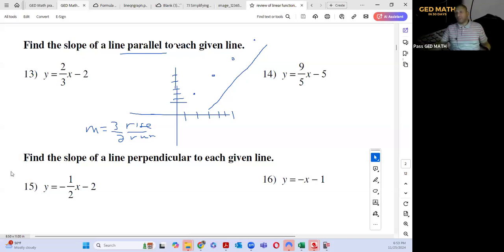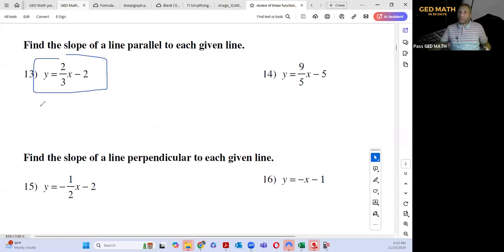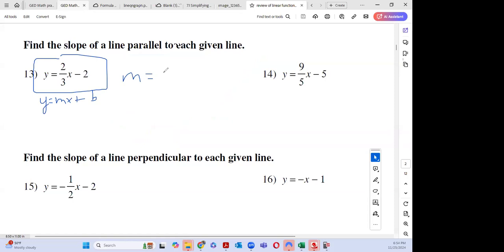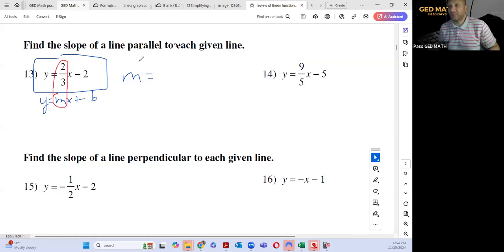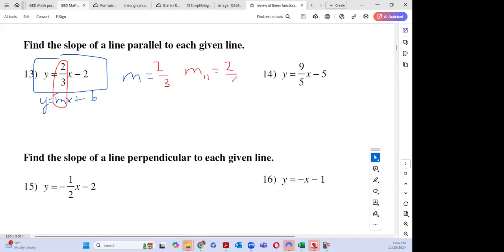So let's look at it again. If I'm giving you this equation, and this is y, and this is in slope-intercept form, and I know whatever is in front of my x is my slope. What's my slope for number 13? 2/3. So any line parallel to that line, the slope is going to be what? 2/3.